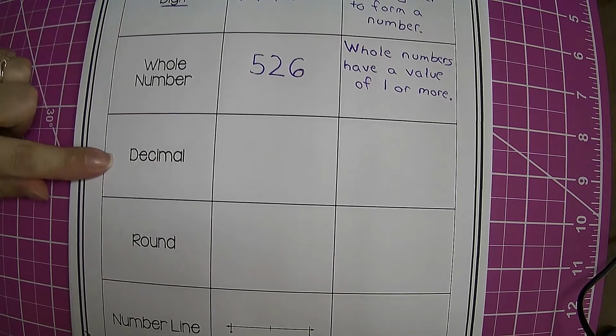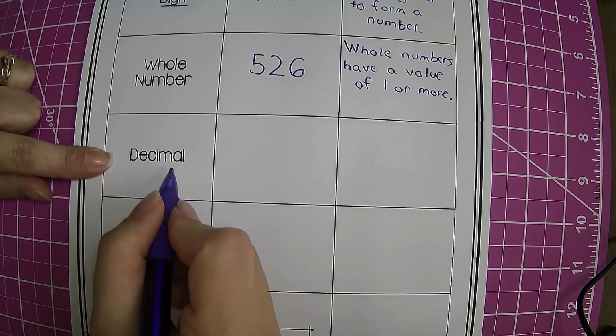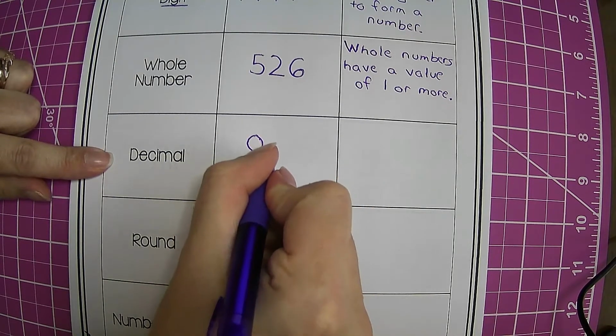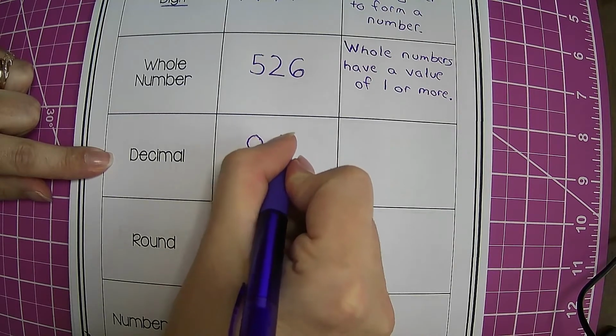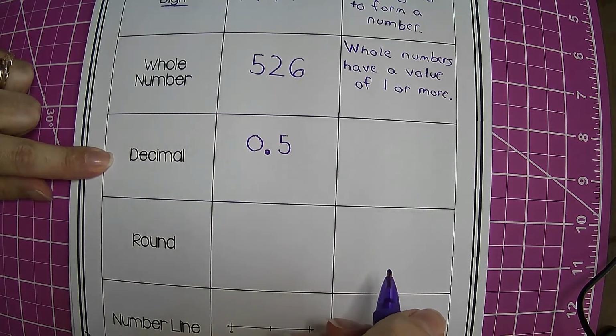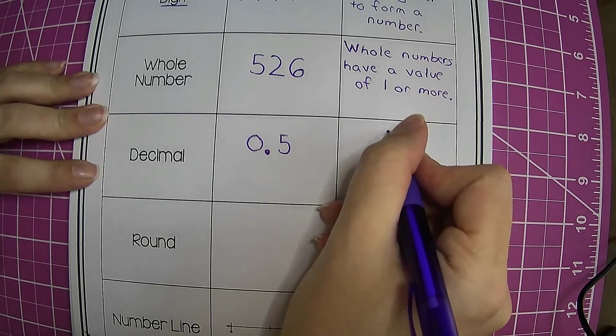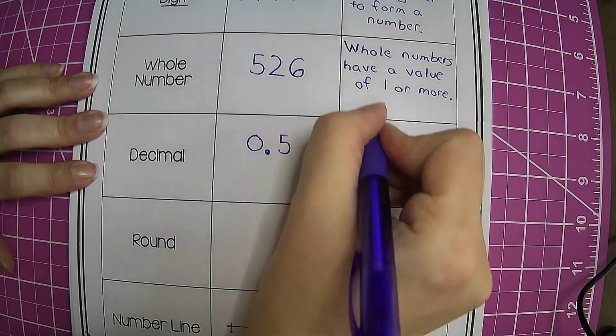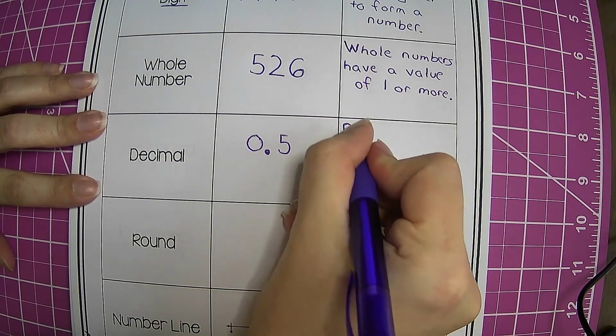Okay, next we have a decimal. An example would be 0 and 5/10. Decimals are parts of one whole.